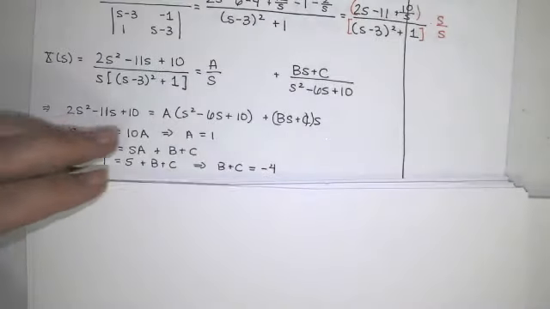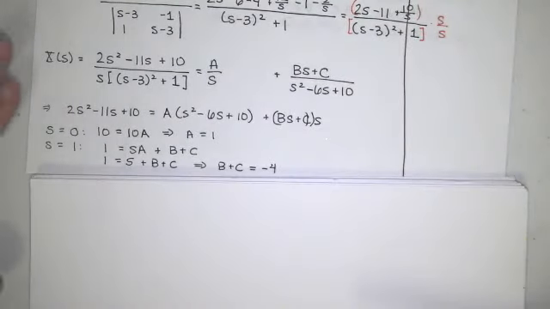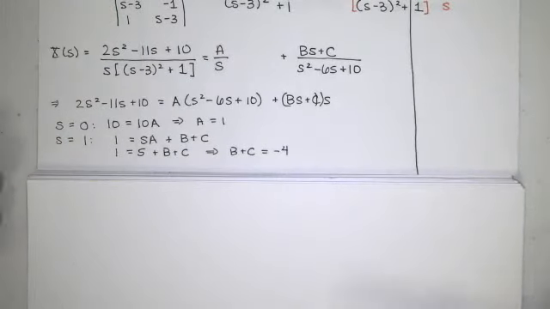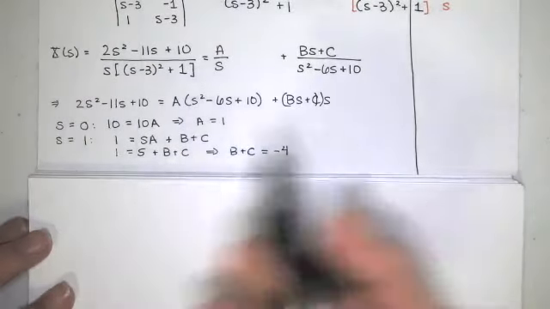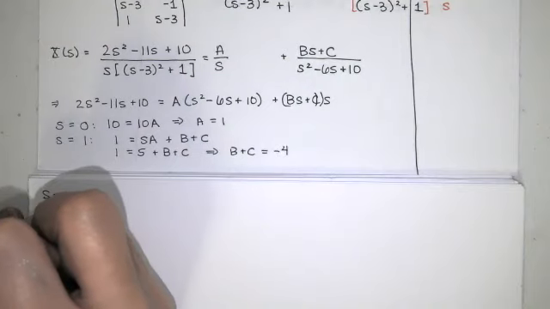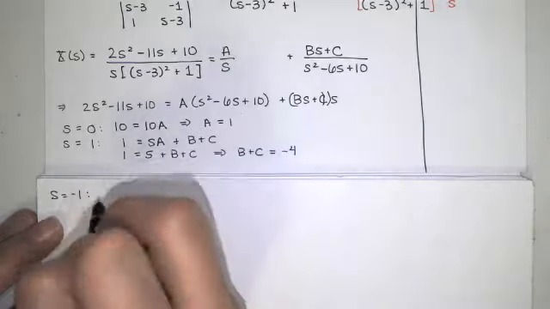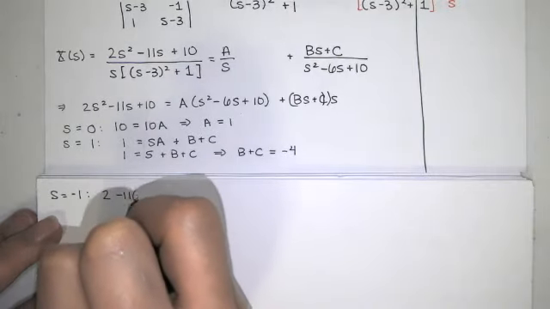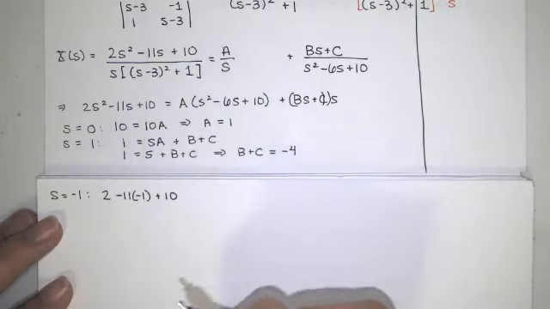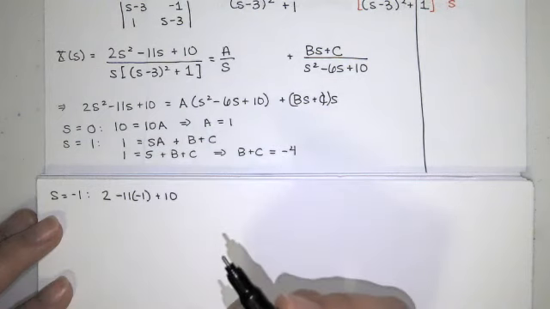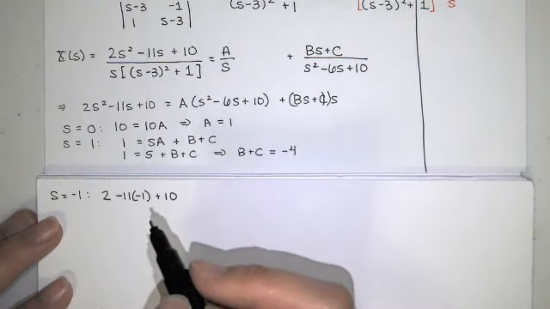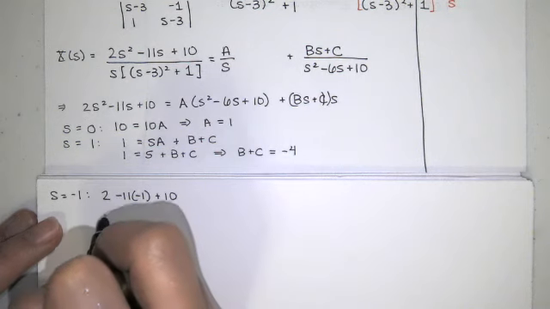Great. We still don't know what B or C are, but we are very close to figuring out what B and C would have to be. So I would choose another value of s. You can pick any value of s you want. I'll choose s equals negative 1. If s is negative 1, we'll have 2 minus 11 times negative 1 plus 10. So that's 2 plus 11, that's 13. 13 plus 10 is 23.